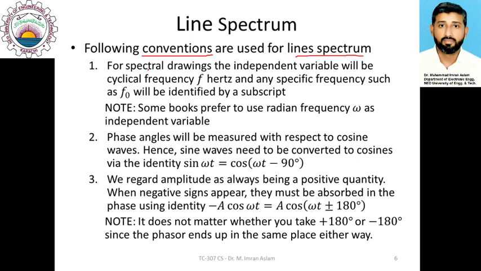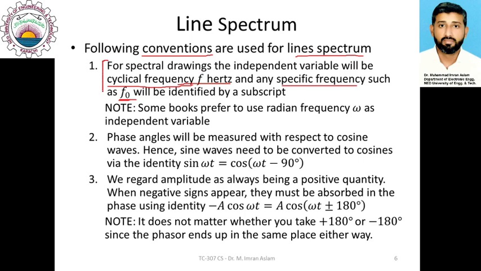First of all, because we are plotting the spectrum, the independent variable would be taken as frequency, cyclic frequency f. Typically we calculate the cyclic frequency in hertz. So this is our independent variable, and if we want to identify some specific frequencies, we generally use some subscript. For example, f naught represents a constant value. f1 would represent another constant value. So f with any subscript generally represents fixed values, whereas when we use simply f, we are referring to the independent variable f.